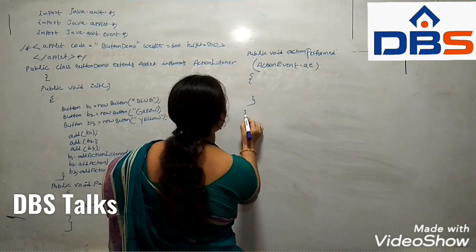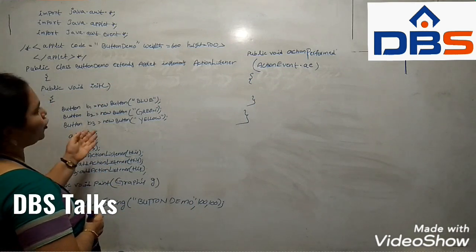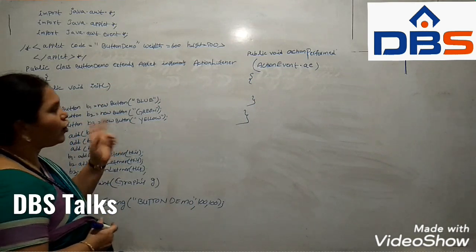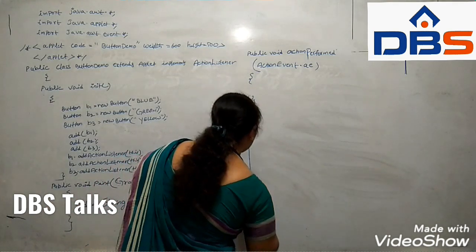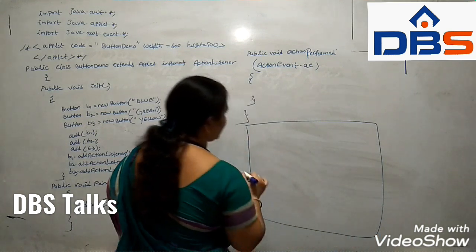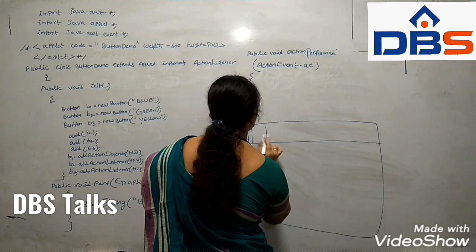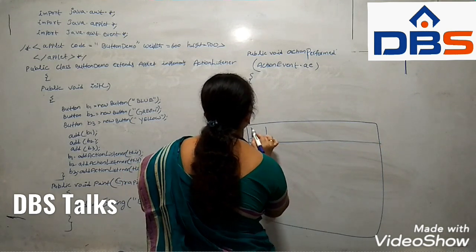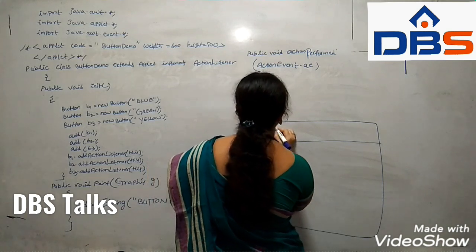Then I close the main class. So this is the program I wrote to implement the buttons. According to this program, I will get the output like this, on this window. Then action listener.